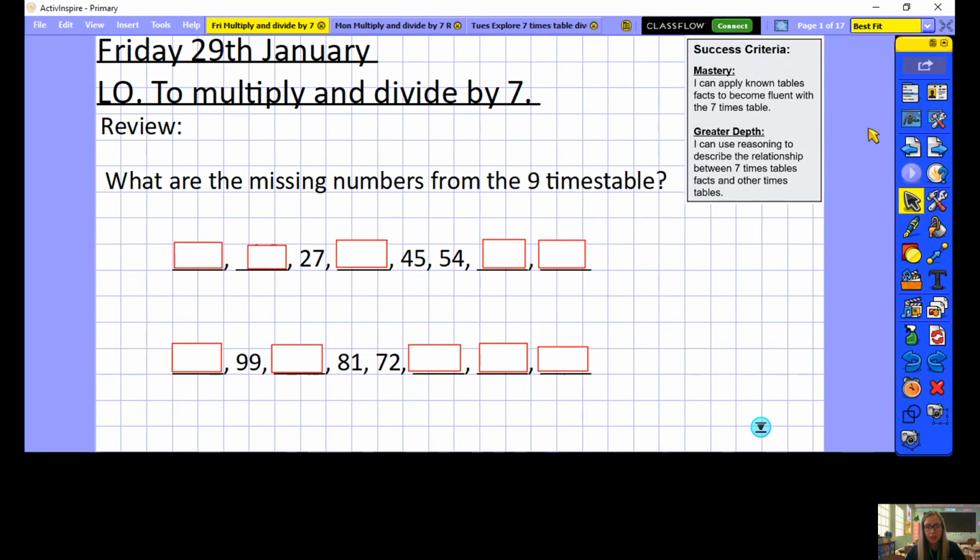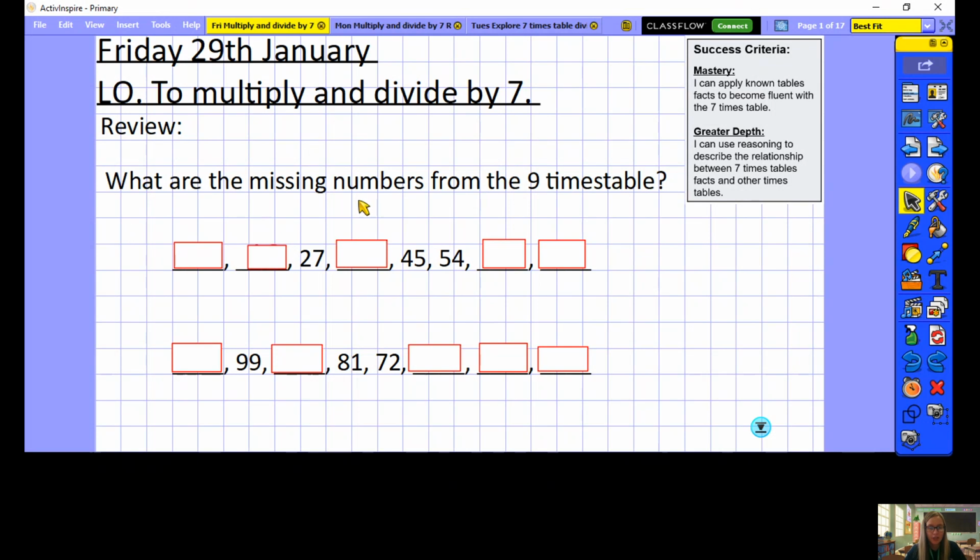You've been looking at the 9 times table and learning your 9 times table facts. So have a look at the number tracks below and see if you can fill in the missing numbers using your knowledge now of the 9 times table. Pause the video while you do that. Okay, so let's see how you got on.